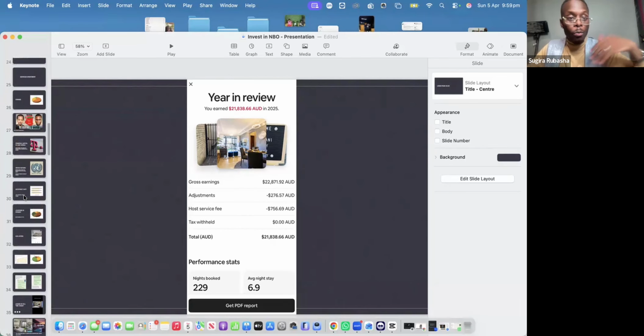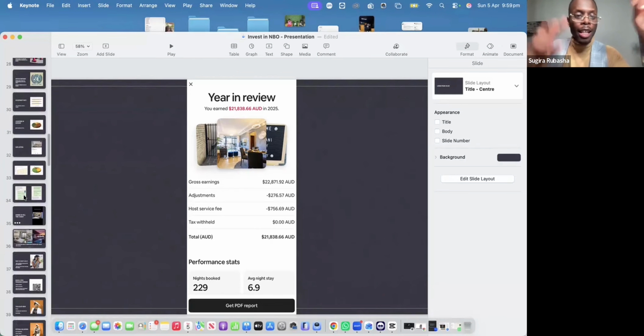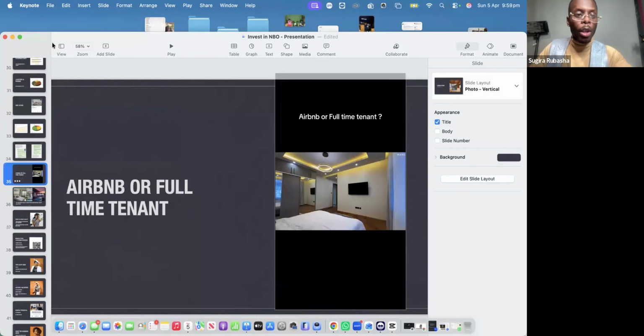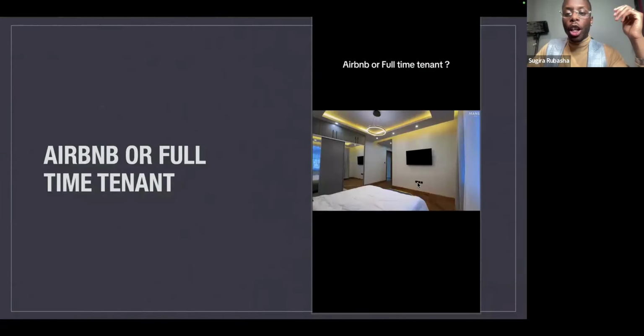And because we live here, we don't have to pay for servicing. We don't have to pay for any of those things. There are no expenses. We just do it ourselves. Mom and dad clean, I'll go in and clean the place, and then boom. And it's not even serviced, right? So Airbnb, if it works really, really well, can earn you quite a lot of money. Or what I prefer now is a full-time tenant.